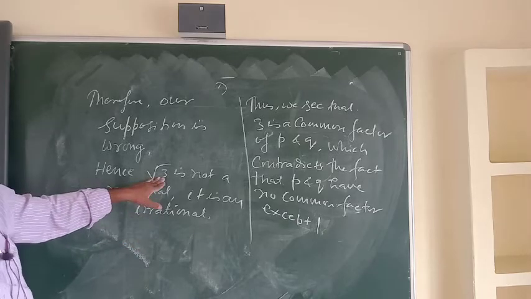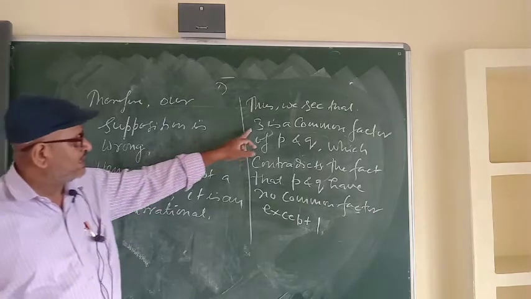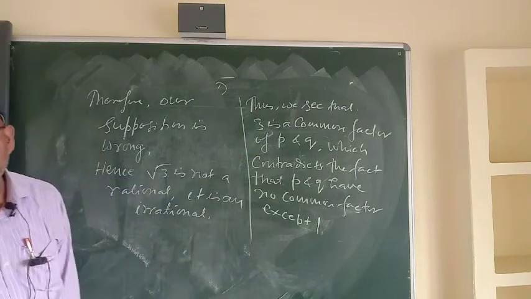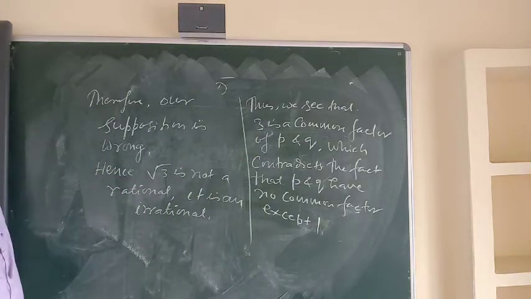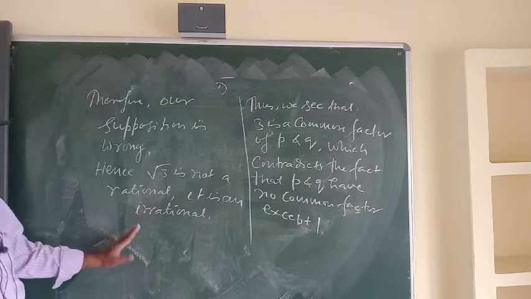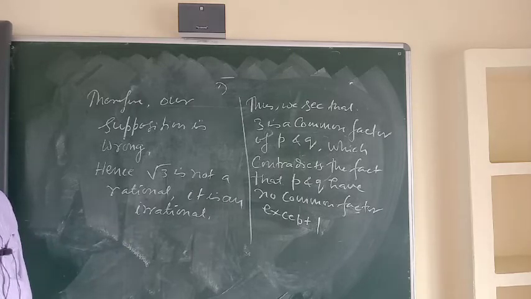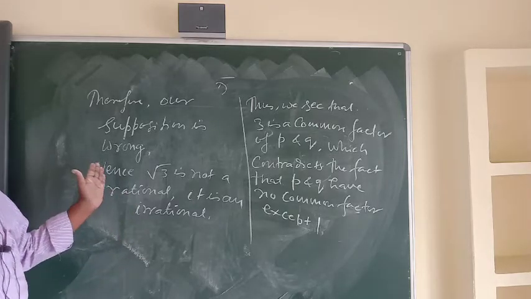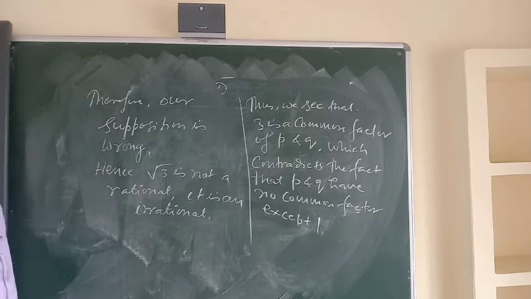Because when we suppose root 3 is a rational, we are getting 3 is a common factor of P and Q, which contradicts the fact that it has no common factor except 1. So in this way we can prove a given number is an irrational number. Like root 2, root 3, root 5, we can prove it.